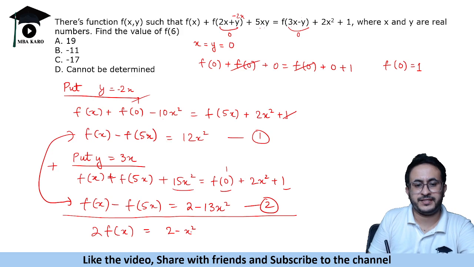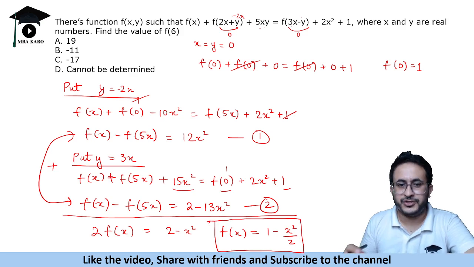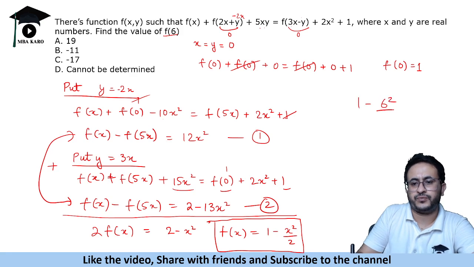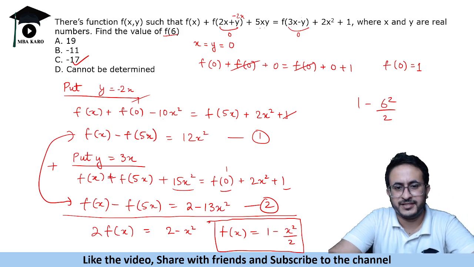Okay, so f of x is 1 minus x square upon 2. So that is the value of this function. Okay, so we need to find f of 6. So 6 is 1 minus 6 square by 2. So 6 square is 36, 1 minus 18. We get minus 17 as the answer.